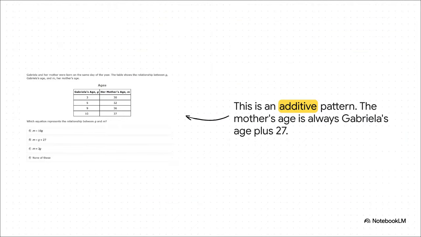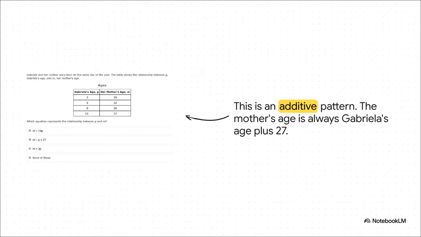So here we have Gabriella's age and her mother's age. Let's test it out. Could it be multiplicative? Is 3 times some number 30? Yeah, times 10. But does that rule stick? Is 5 times 10 equal to 32? Nope. Okay, so let's try an additive rule.